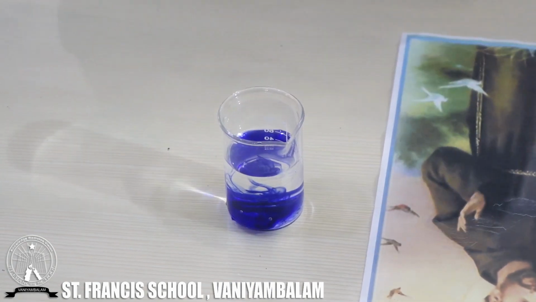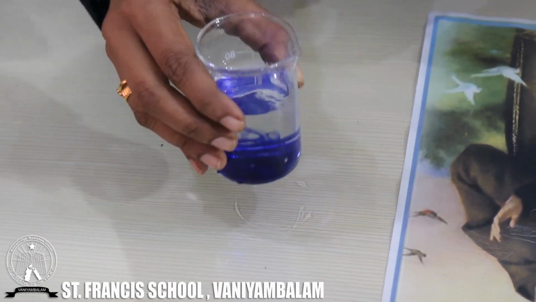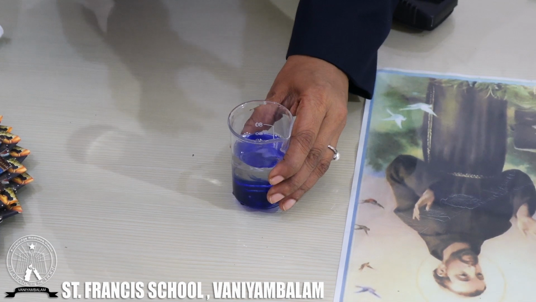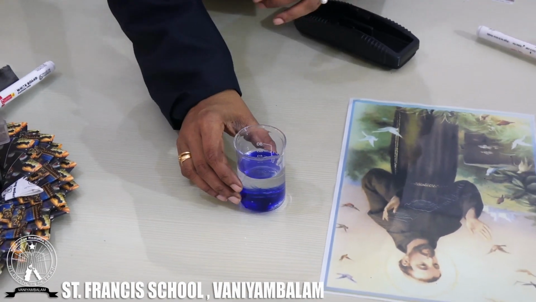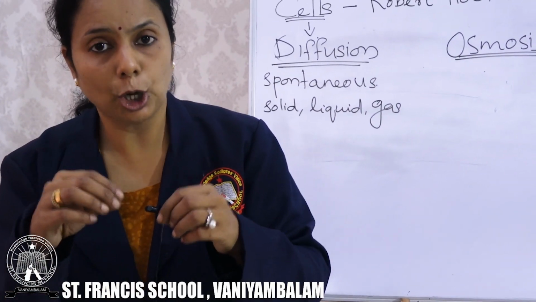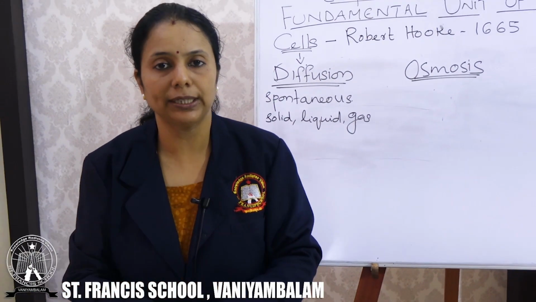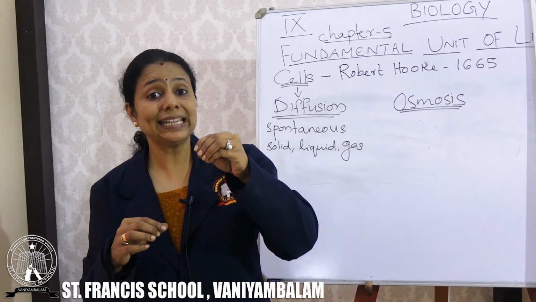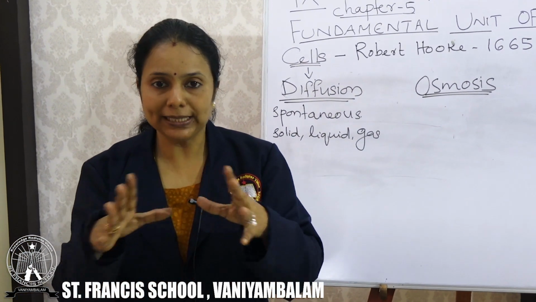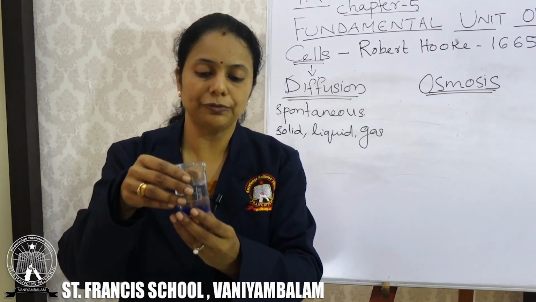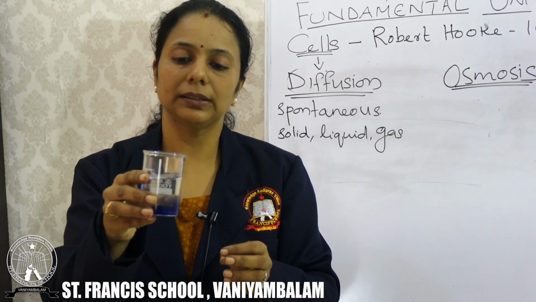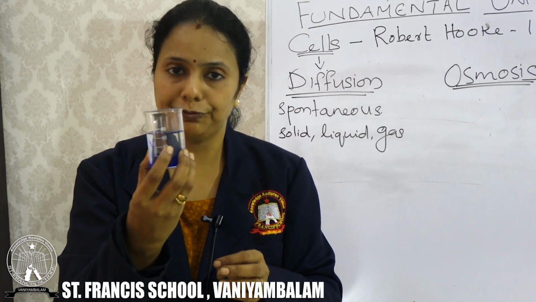So diffusion can be seen. See now, the color of the water becomes blue. So it is a quick process. Diffusion is a quick process. When a drop of ink is poured into the water, the concentration of the ink is higher than the water, so it spreads in the water. This is an example of diffusion.